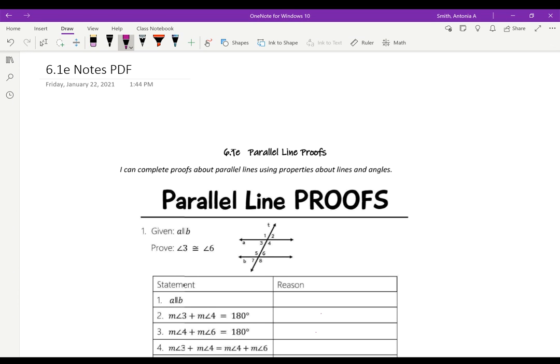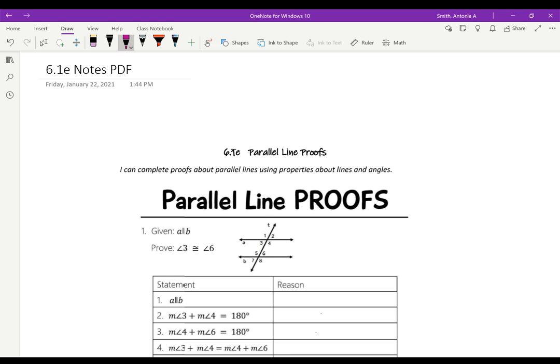Okay, so now we are going to talk about parallel line proofs. We've talked about algebraic proofs and a little bit of geometric proofs. Now we're going to continue with geometric proofs, only now we're going to focus specifically on those angle relationships that you learned back in 6.1b.